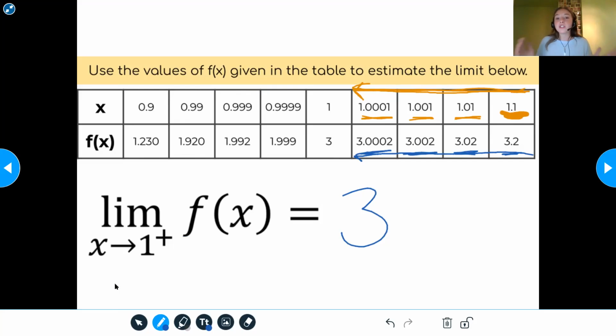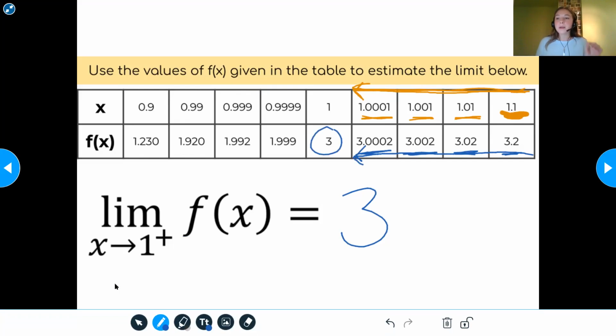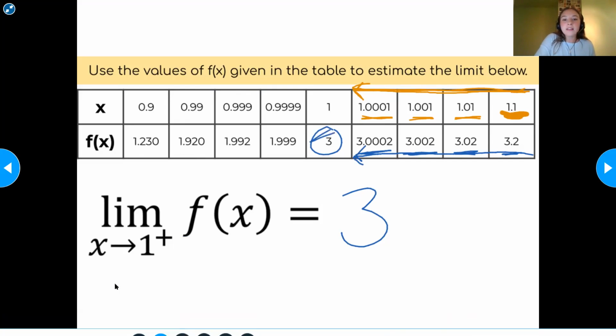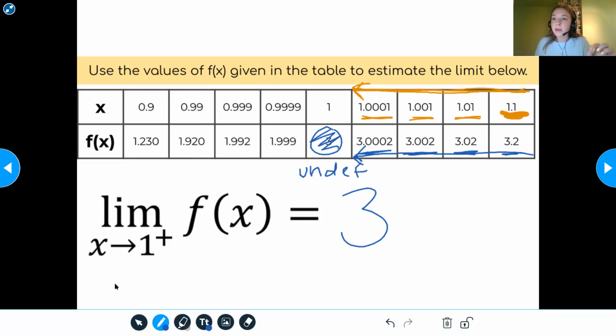Now, it just so happens that that is the actual value of our function at this point, but it's important to note that even if this was undefined in this table, the actual value of this limit would still be 3. This limit would still be equal to 3 because as our x values are getting closer to 1 from the right, our y values are getting closer to 3. So that means our right-hand limit is 3.